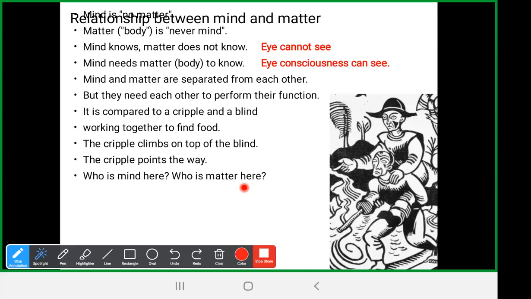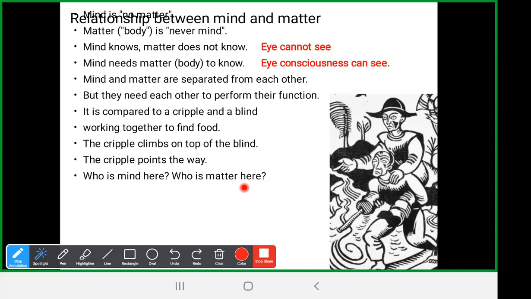Here we can see the mind needs the body, right? So the mind needs the body to walk. This means the mind needs the brain to act as the body. So the cripple points the way. The cripple is like the mind that can show the way, and the body is just like the one who cannot see at all.